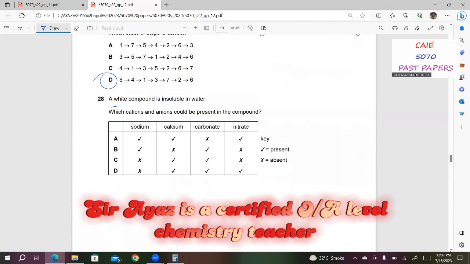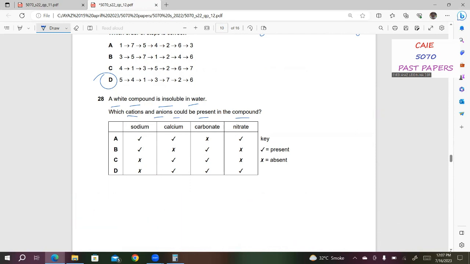Number 28, a white compound is insoluble in water, which cations and anions could be present in the compound. You see in the question, they are saying it is insoluble in water, which means that it is not soluble. So the key is provided. If it's present, you write tick. If it's absent, you write cross. So we know that if a white compound is insoluble in water, it must not be of sodium. So either C is correct or D is correct.